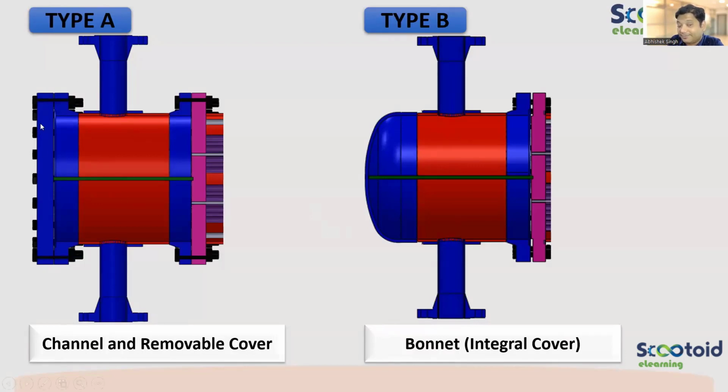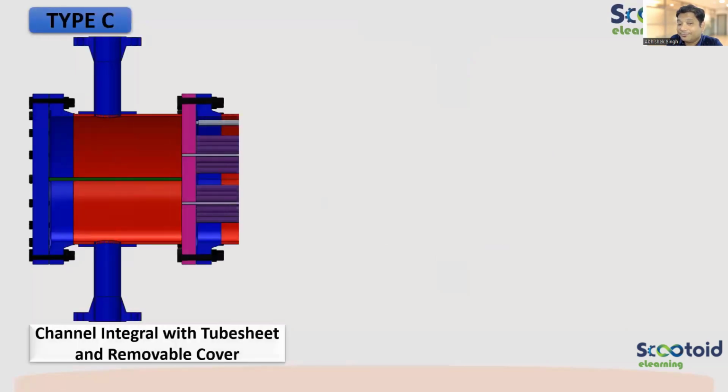There is a blind flange, bolted, there will be a gasket. So all this can be removed by just providing a descent. Making sense? Guys, is it making sense to all of you? Yes? Great.